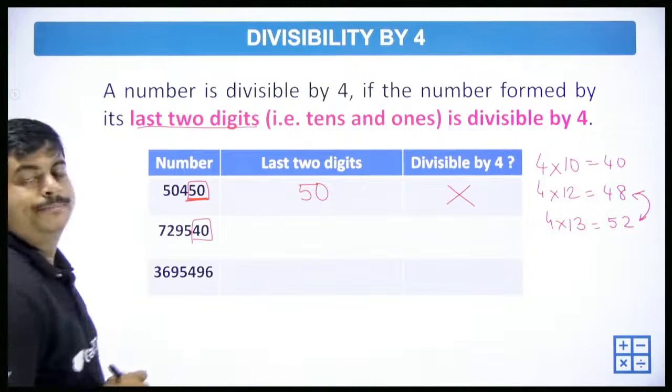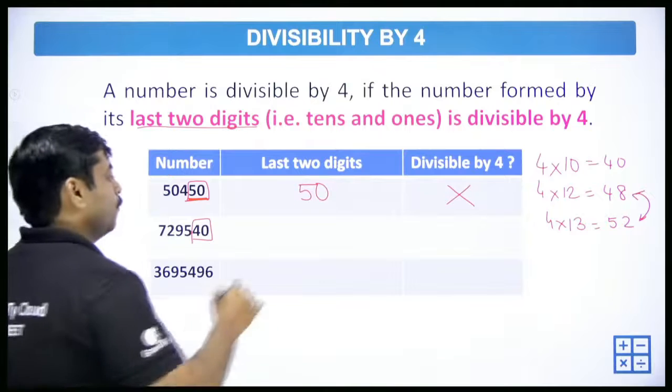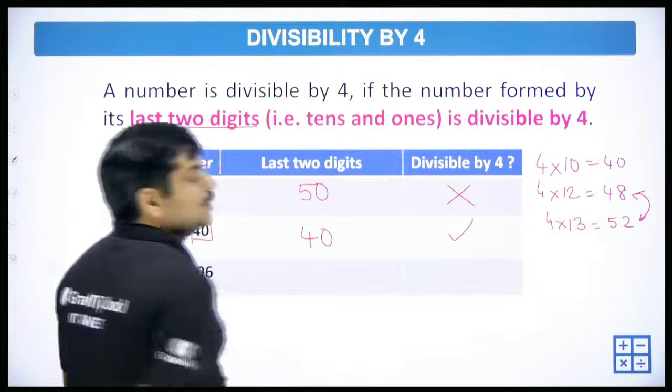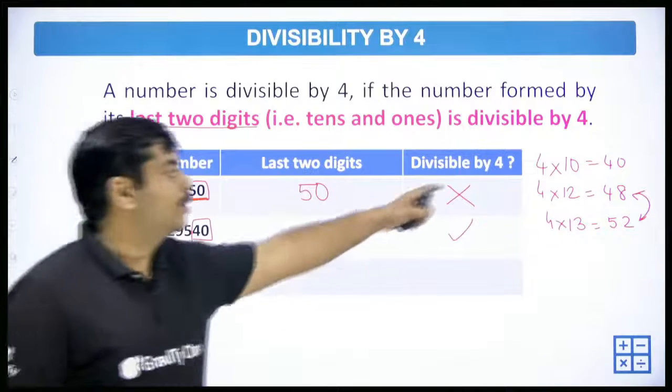40, is it divisible? Yes, it is divisible by 4. 4 tens are 40.